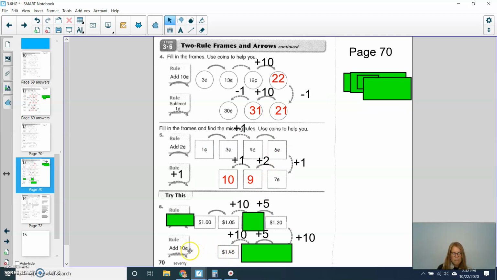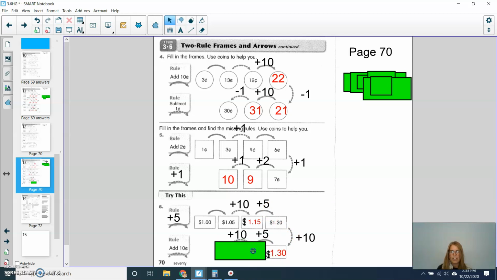And then for my last one, I'm trying to figure out that dark line. So I went from $1 to $1.05. So I know that I'm going up by 5 cents. So my rule is plus 5 cents. And then whenever I see that dash line, I'm adding 10 cents. So $1.05 plus 10 cents would bring me to $1.15. Then they give me $1.20. If I'm going to add 10 cents, I would have $1.30. If I was going to add 5, I would have $1.35. And then they give me the $1.45.